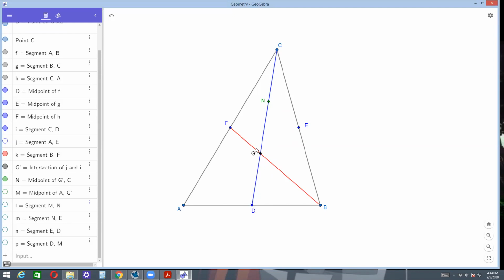But if G prime is 1/3 of the way up DC, and G is also defined the same way, it means they must be the same point. It's impossible to have two different points that lie in the same position. So that's how you prove in this case that the three medians intersect at a point. Basically, you take two of them, take the intersection point, show it lies at a specific point on the medians, and then you take the other median with one of these and show the same thing.